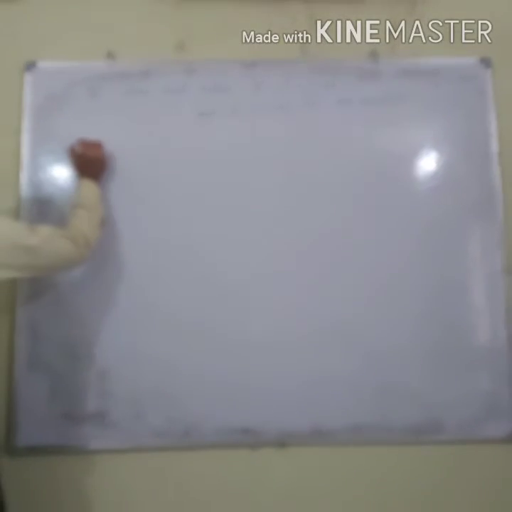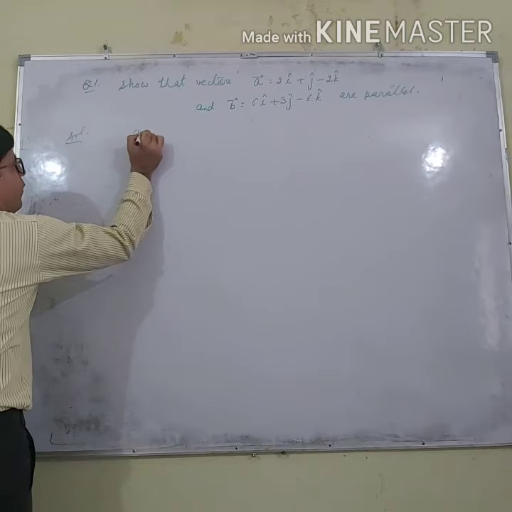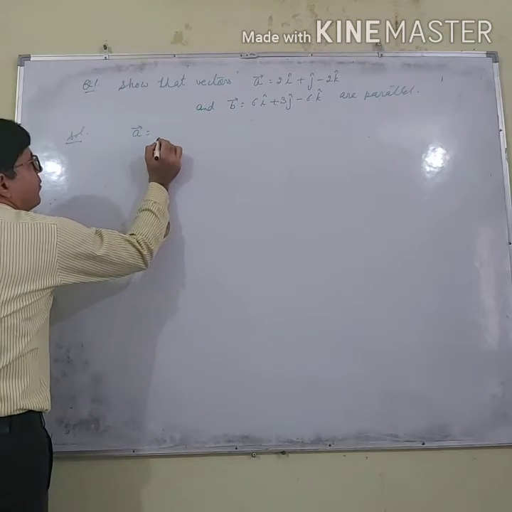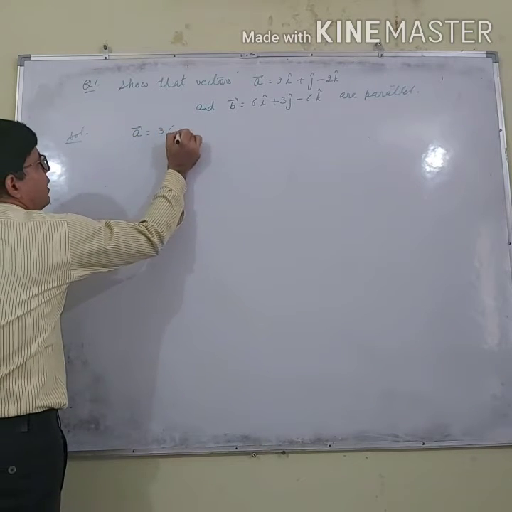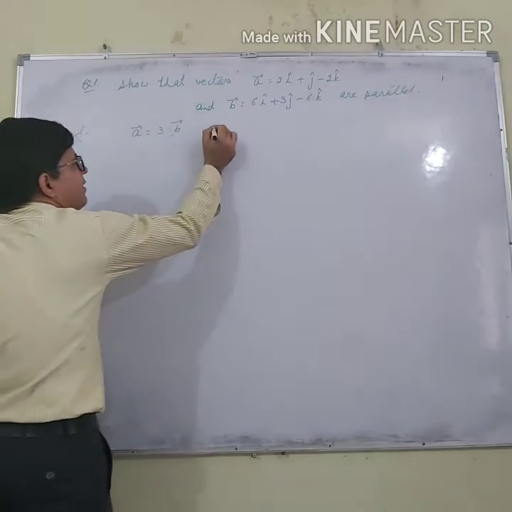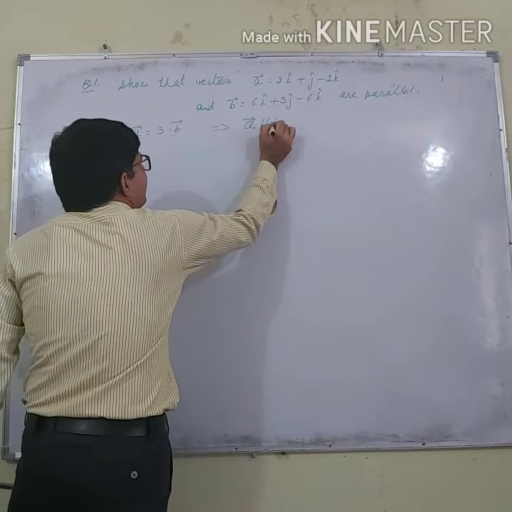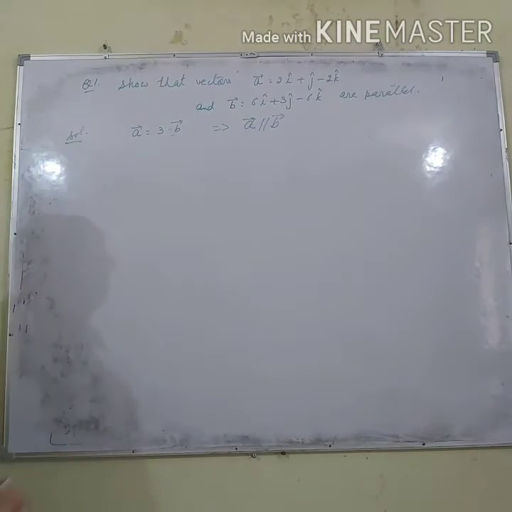Now listen, there are two ways. One way is that vector A is equal to 3 times vector B. So what does this indicate? This indicates that A is parallel to B. So clearly vector A is 3 times the vector B, so it means vector A is parallel to vector B.